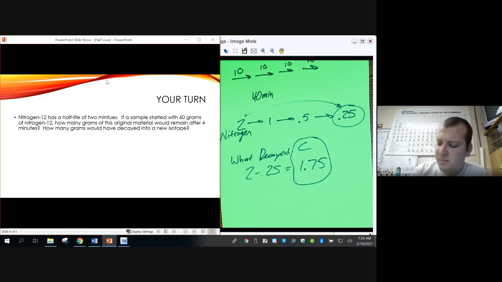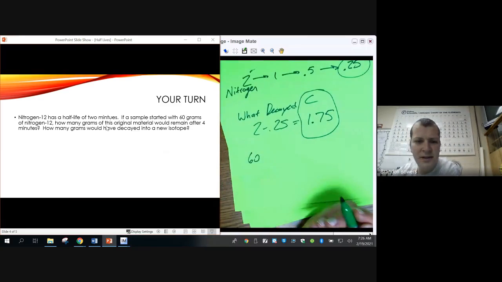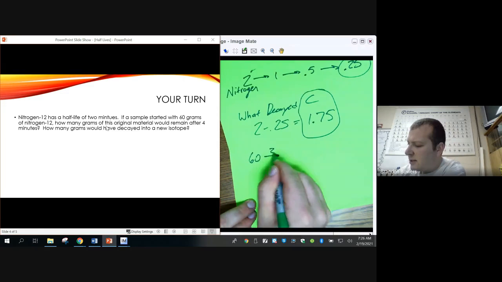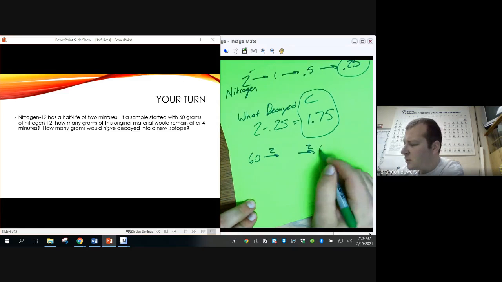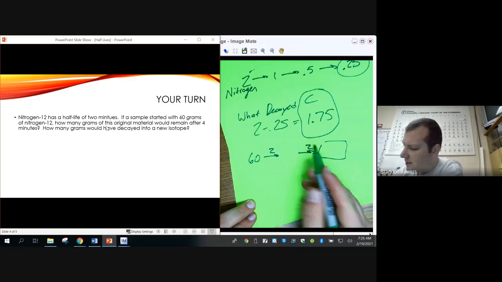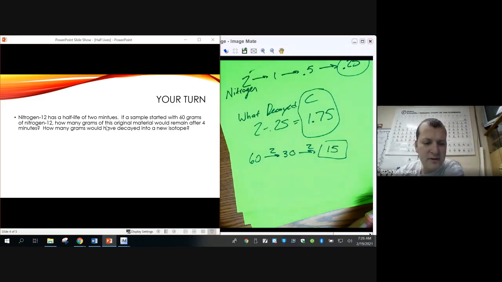I want you to try this one problem out, and if you need to pause the video, please do so. I am going to describe it real quick. Nitrogen-12 has a half-life of 2 minutes. If a sample started with 60 grams, how many grams would remain after 4 minutes? One half-life is 2 minutes, another half-life is 2 minutes. So how much would remain? What's half of 60? 30, half of 30? 15 grams. So that's the first question.